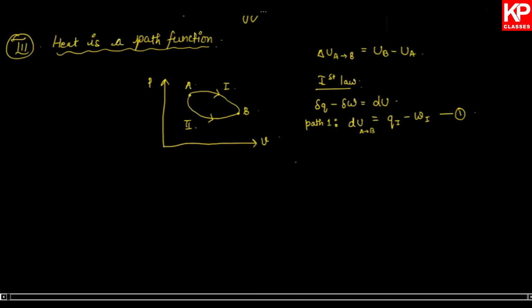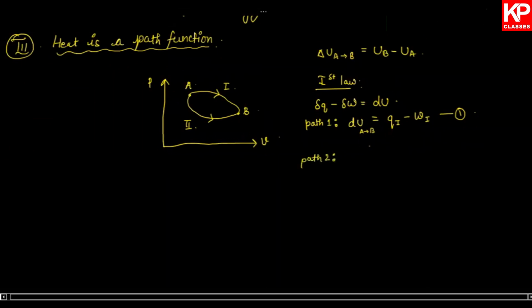Similarly, for path 2 also you can write it down. Based upon the first law of thermodynamics, ΔU from A to B will be the same because it is a state function, which we already know. And there will be some change in heat, Q2 minus W2. I'm just representing that going from state A to state B using path 2, the heat required will be Q2.